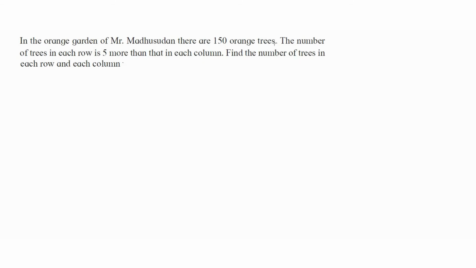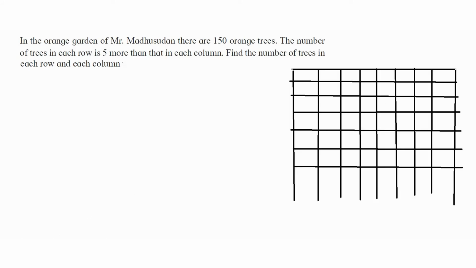So these 150 orange trees are being placed in a rectangular arrangement. So let me quickly draw the rectangular arrangement. So this is how the trees are being arranged. The horizontal arrangements are the rows. So this is the first row, this is the second row, this is the third row, and so on. This is the first column, this is the second column, this is the third column, and so on, right?